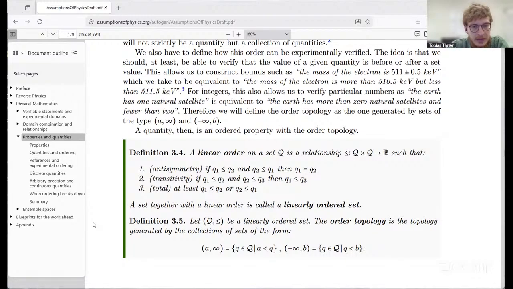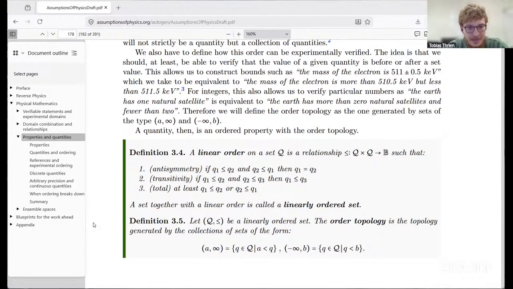Okay. A linear order on a set Q is a relationship denoted, well, less or equal, that takes two elements in Q and gives us a Boolean value, such that it's anti-symmetric: if Q1 is less or equal than Q2, and Q2 is less or equal to Q1, then they are equal.